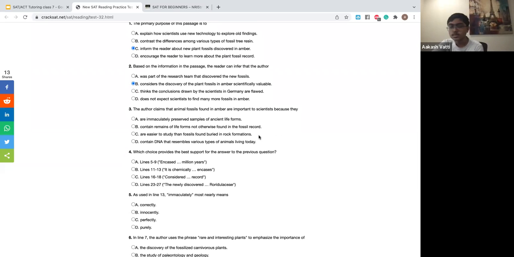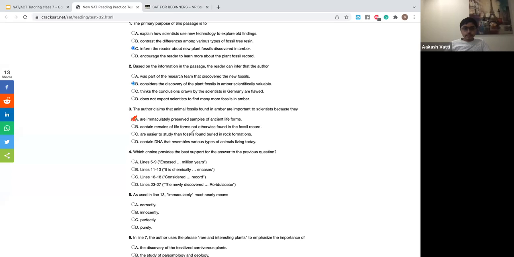The author claims that animal fossils found in amber are important to scientists because they are immaculately preserved. That's not why. I mean, that is, I guess, a good thing about them. However, that's not what the author claims.